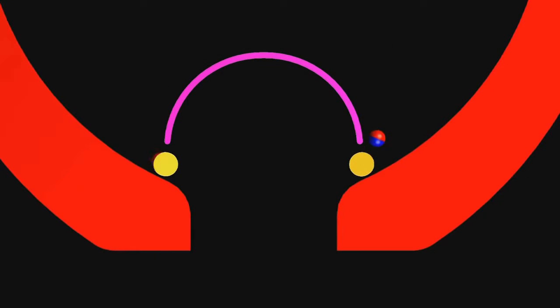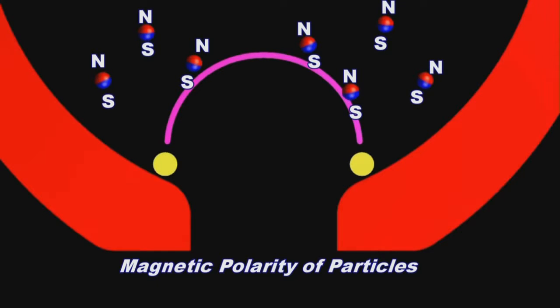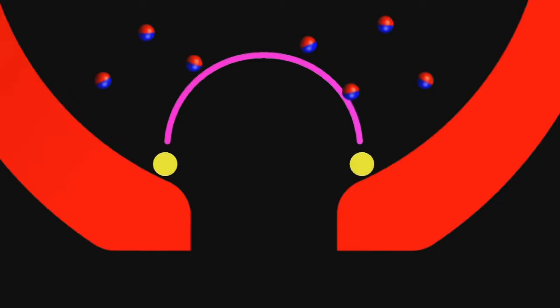Now we have an animation showing how magnetic matter would react inside of the magnetic bowl. For now, we will be focusing on the function of the flip ring. The red and blue balls are labeled to indicate north and south magnetic polarity, red for magnetic north and blue for magnetic south.